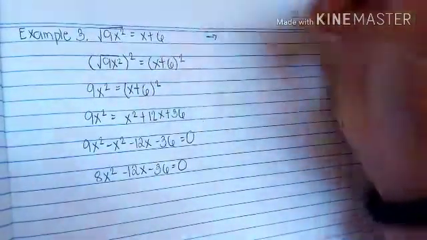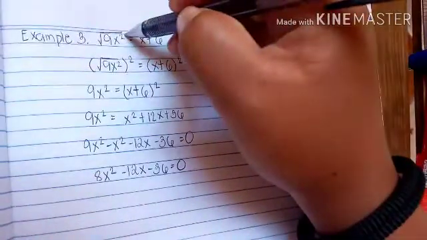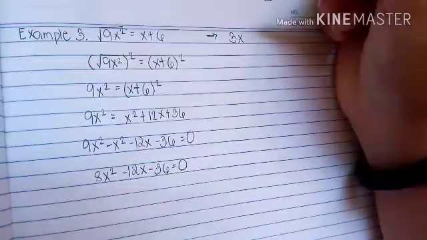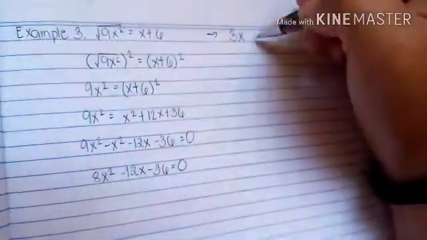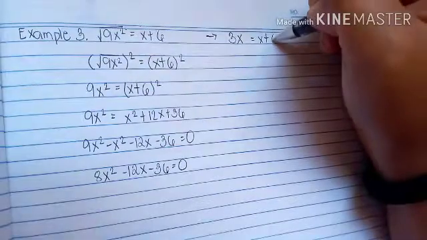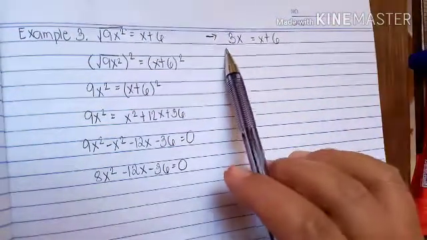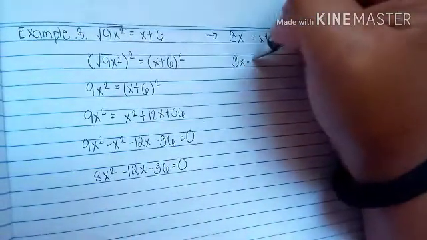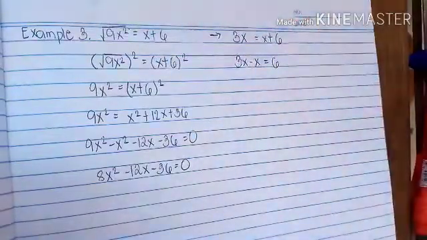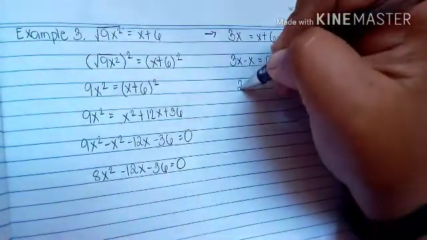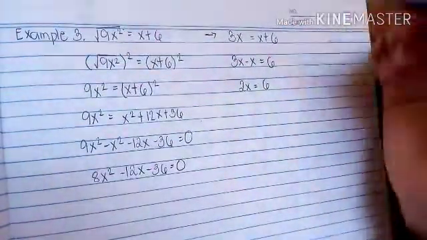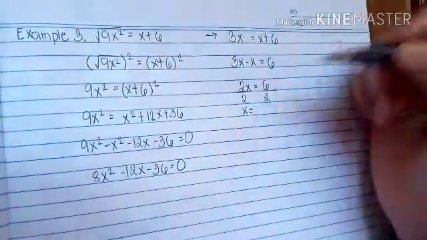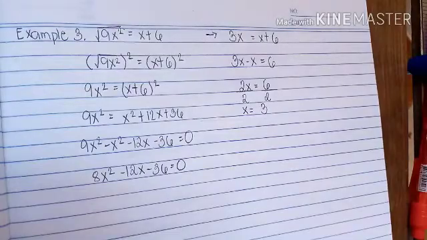So let's try to use this method. The square root of 9x squared is 3x, right? That would be 3x equal to x plus 6. It would be easier if we transpose x to the other side. That would be 3x minus x equals 6. That would be 2x equal to 6. Divide both sides by 2. Therefore, x would now be equal to 3.